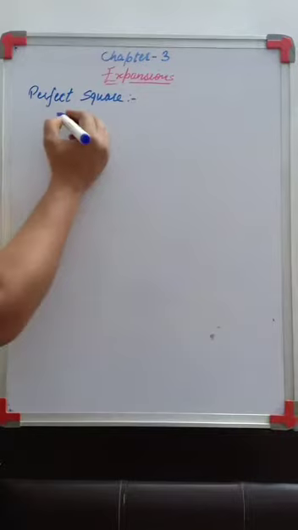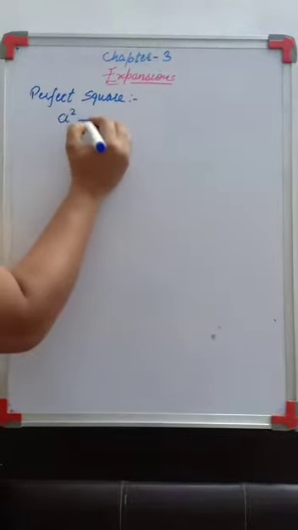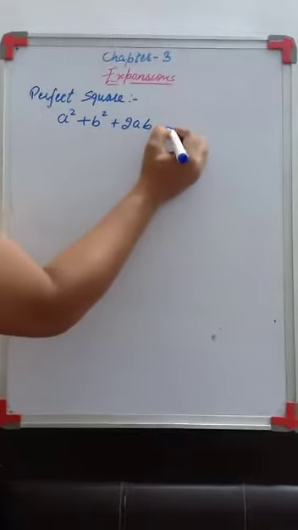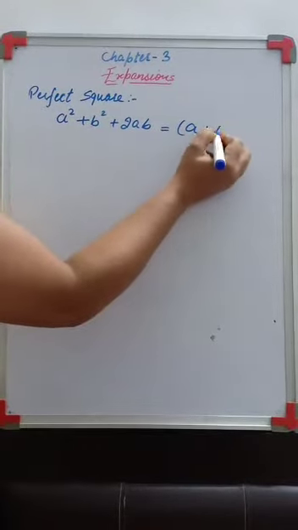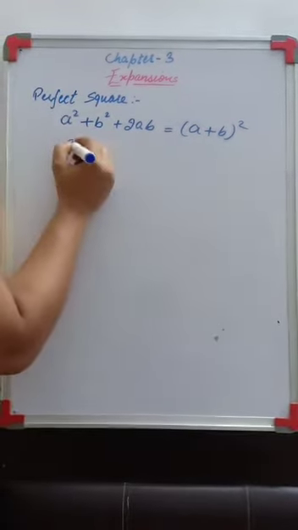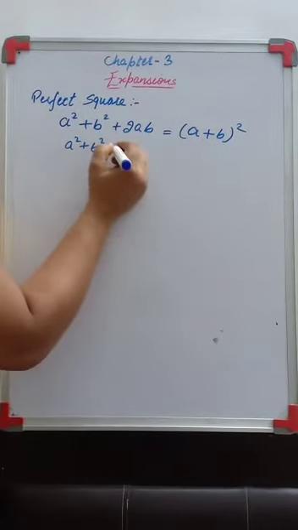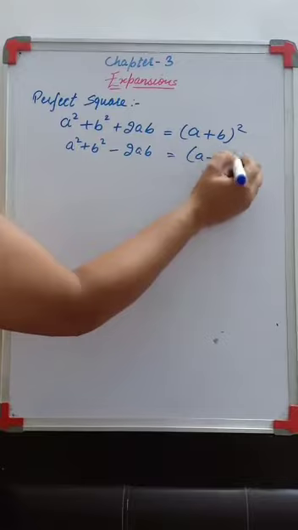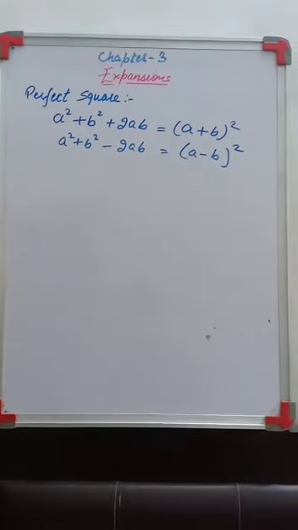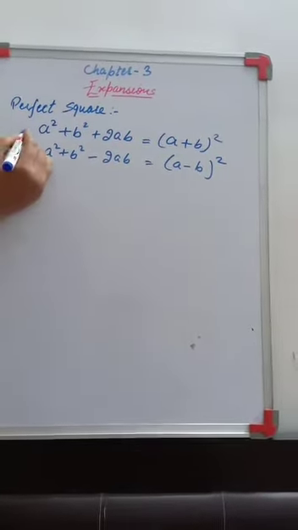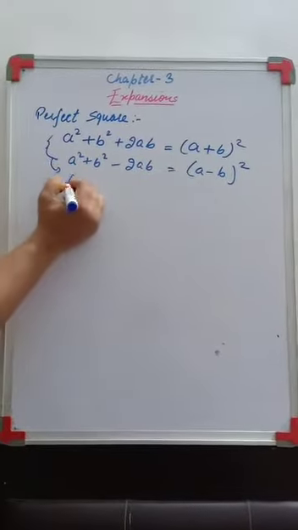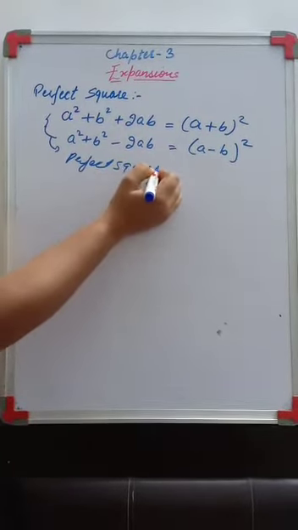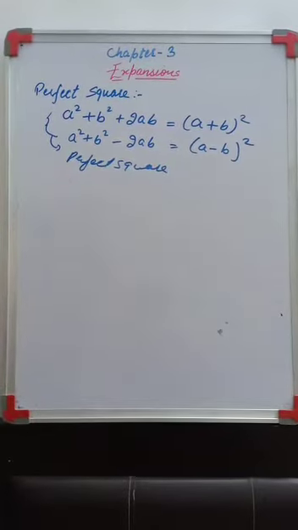We know that a square plus b square plus 2ab is what? It is (a plus b) whole square. And also a square plus b square minus 2ab is what? It is (a minus b) whole square, right? That means I can say that these are the perfect squares.